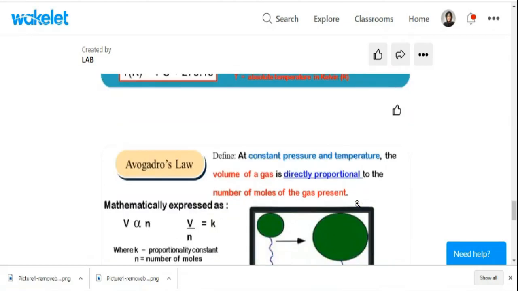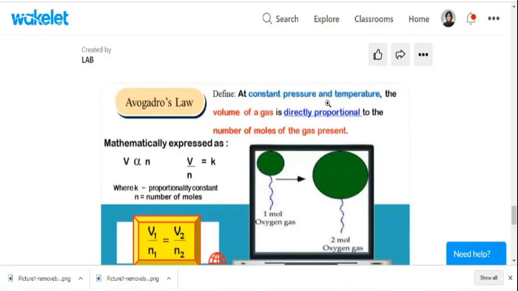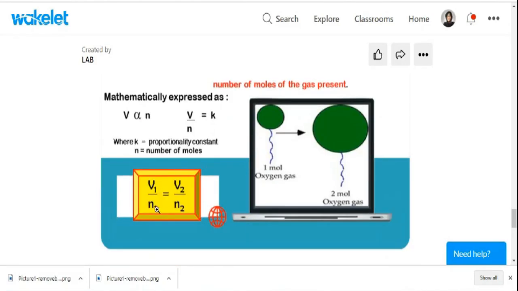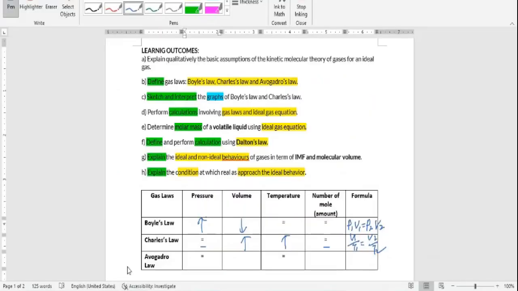Now Avogadro's law, at constant pressure and temperature. The volume of gas is directly proportional to the number of moles of the gas present, so V is directly proportional to n. V over n equals the proportionality constant, so you get the formula V1 over n1 equals V2 over n2. Check: at constant pressure and temperature, when V increases, the number of moles increases.